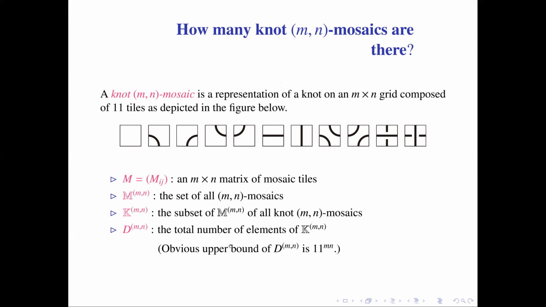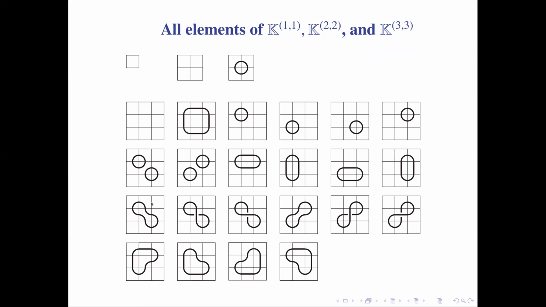Since there are 11 tiles, 11 to the power of mn is an obvious upper bound of D^mn. Here, as listed before, this page shows all elements of K11, K22, and K33. So D11 is 1, D22 is 2, and the total number D33 is equal to 22.